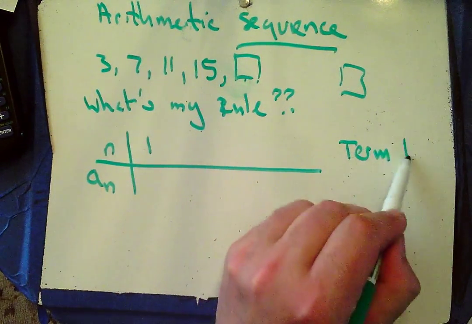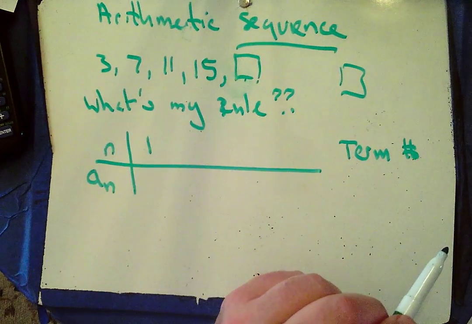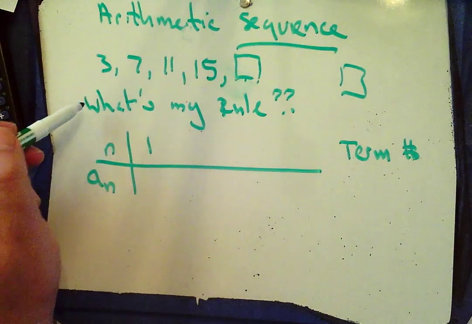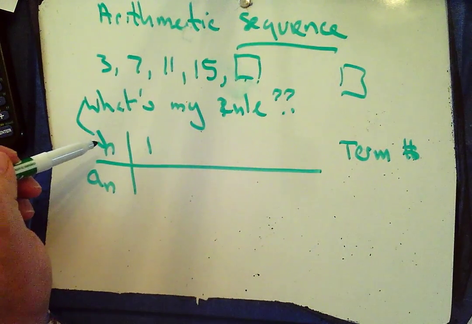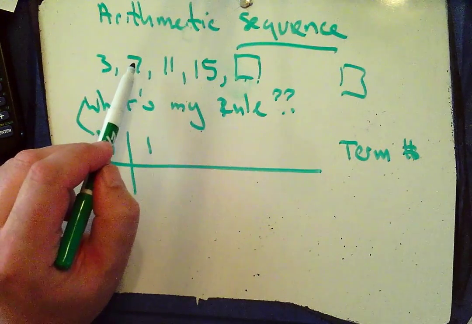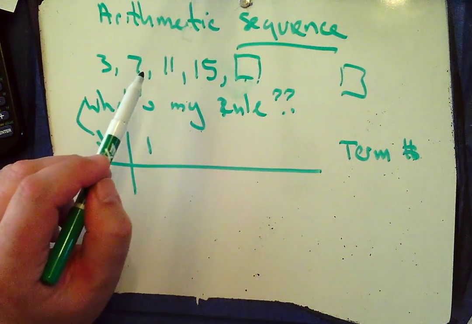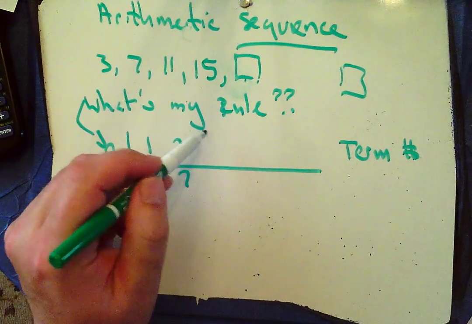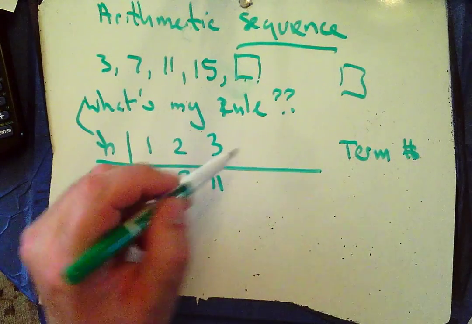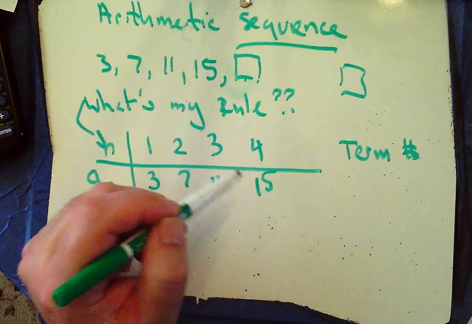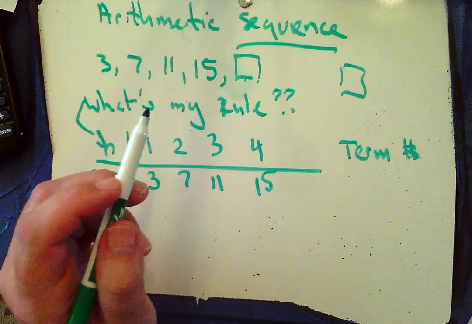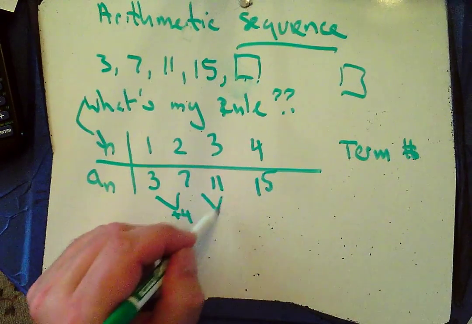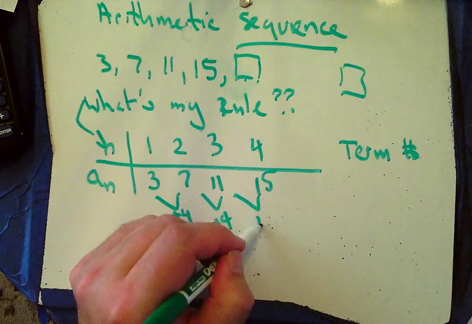A lot of students find that these problems are much easier when they try and build a rule that's connected to the term number than when they try and build a rule connected here. Okay, so first term is 3, second term is 7, third term is 11, fourth term is 15. So what do we notice? Well, I see that these values are going up by 4, up by 4, up by 4.